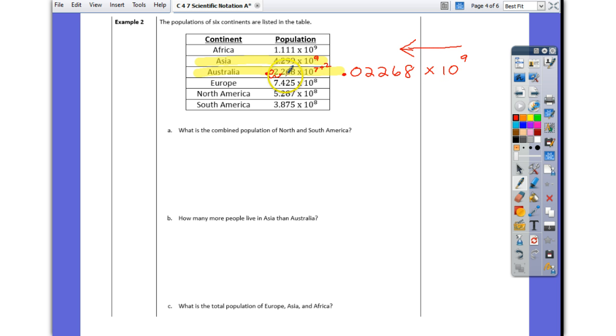Now I can subtract them, and this one is 4.299 times 10 to the 9th power. Now we can subtract them because they're like terms. They're both to the 9th power. So times 10 to the 9th power. What do you get when you subtract them? 4.276. Agree? Say it louder.